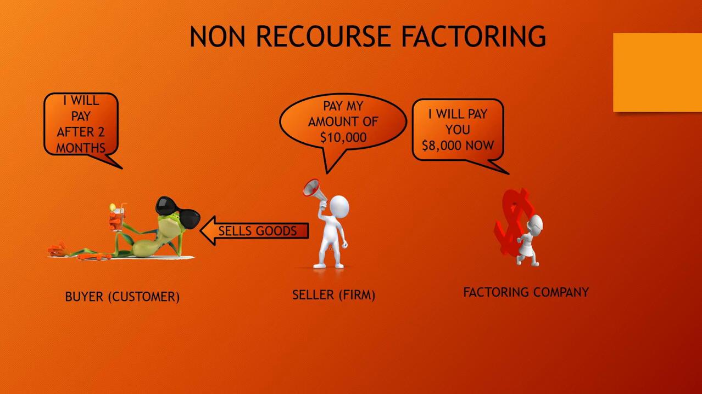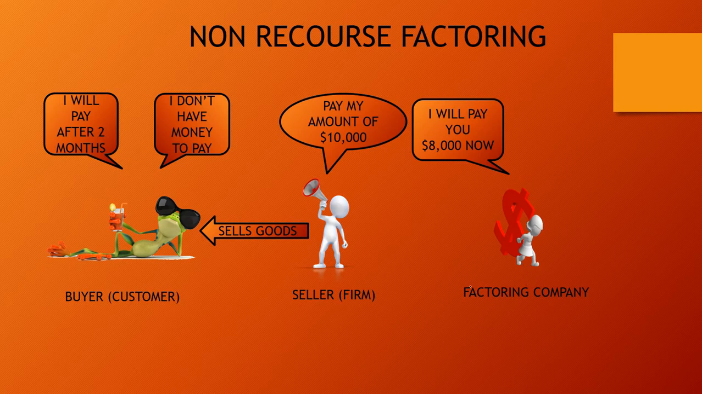Now suppose after 2 months, this buyer says, I don't have money to pay. I am bankrupt, so I cannot pay the money to you. So this customer is not going to pay the money to this factoring company. Now what does this factoring company say? Or we can say, what does this factoring company do?